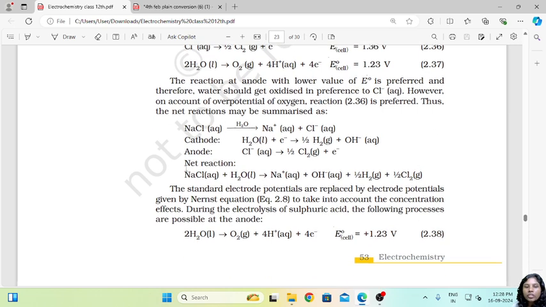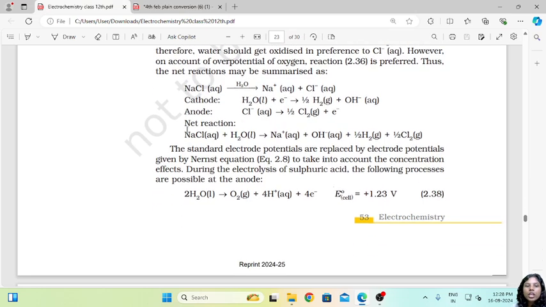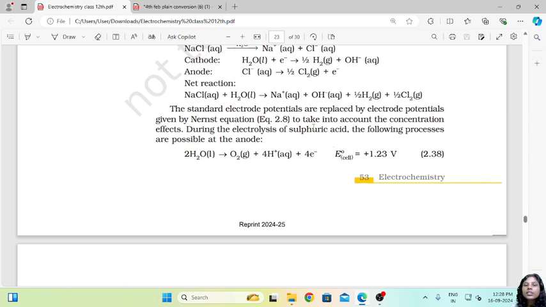Thus, the net reactions may be summarized as so. NaCl in presence of water will dissociate into Na+ and Cl-. At the cathode, what will happen? H2O will take up an electron and go into H2, that is gaseous, and OH- ions in the aqueous solution. At the anode, what will we have? We will have Cl- ions, which will give up electrons and go into Cl2 gaseous state. So the net reaction will be NaCl plus H2O giving us Na+, OH-, half H2 plus half Cl2.